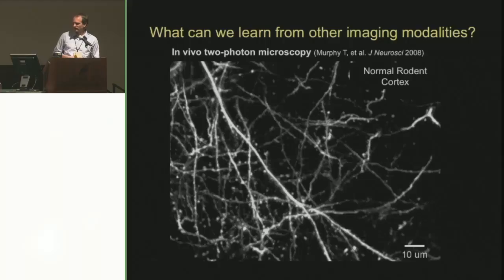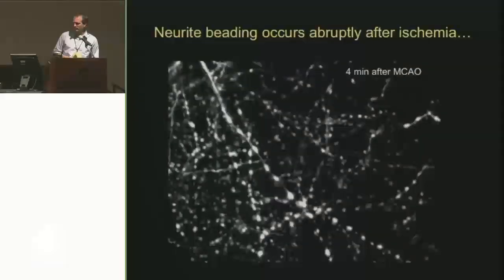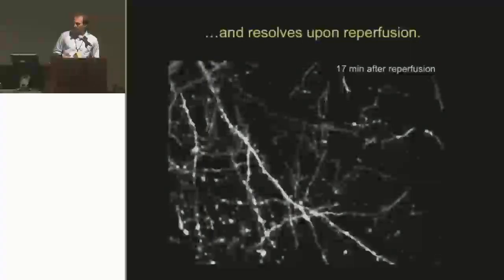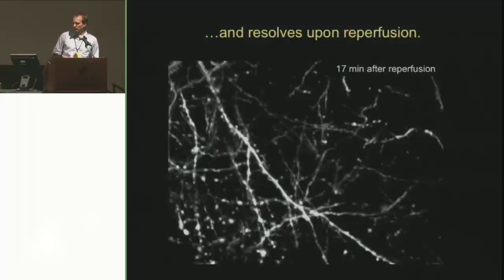And so I like to go back to the other fields. In this case, Tim Murphy et al. in his group in Vancouver were doing this in an animal model of ischemia. So they have in vivo two-photon microscopy of the dendrites in the rat cortex. And what they saw is that 4 minutes after an injury, they saw this very characteristic beading of almost all the dendrites within this field. And importantly, if they reperfused the animal, this went back to normal.